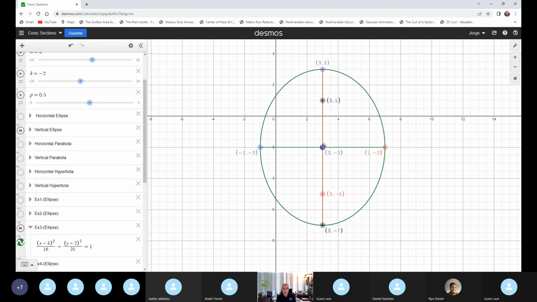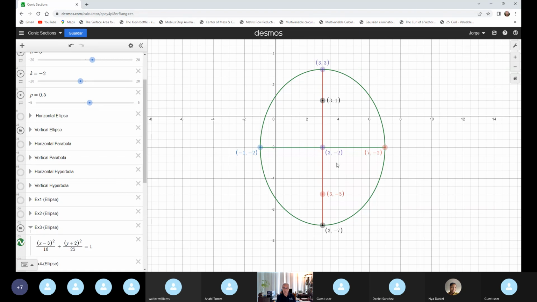So if you move it upward, the component that gets affected from the center is y. So instead of 3, -2, it is 3, -2 plus 5. Sorry, -2 plus 5 is 3 positive. And downward is -2 minus 5, which is -7. Make sense?